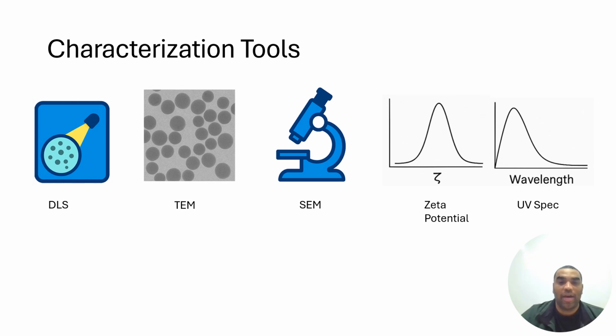Lastly, UV spec was used to measure absorbance at specific wavelengths to determine protein concentrations in both the feed and permeate solutions. These values were used to calculate the membrane rejection efficiency and assess how effectively it separates between biomolecules.